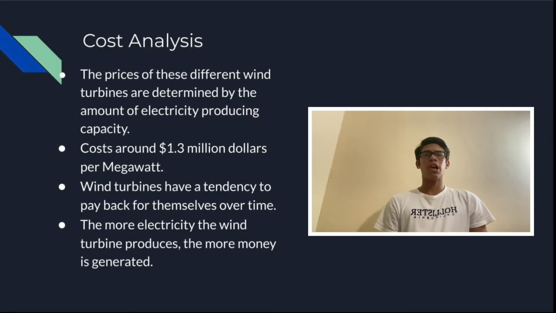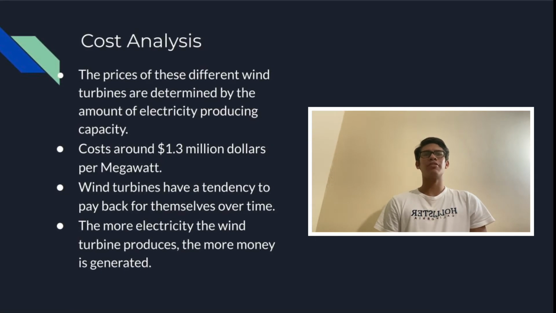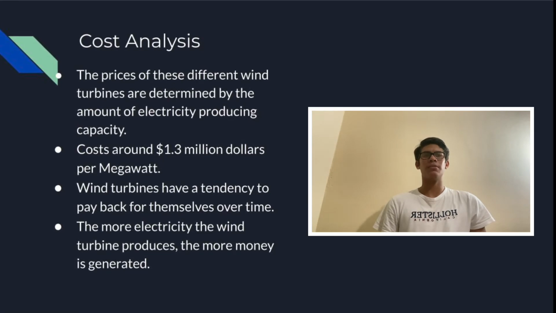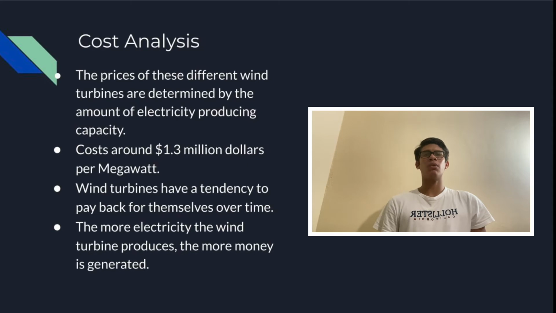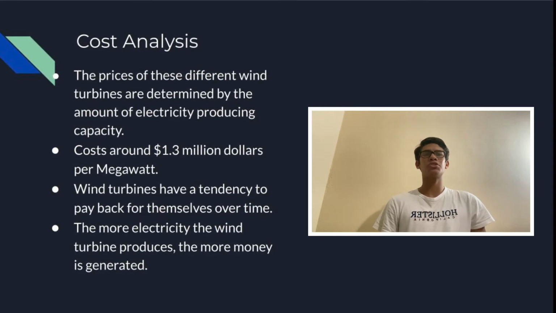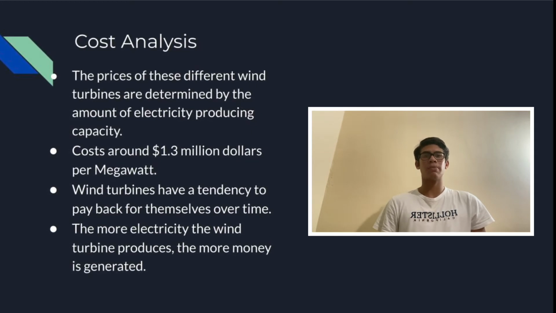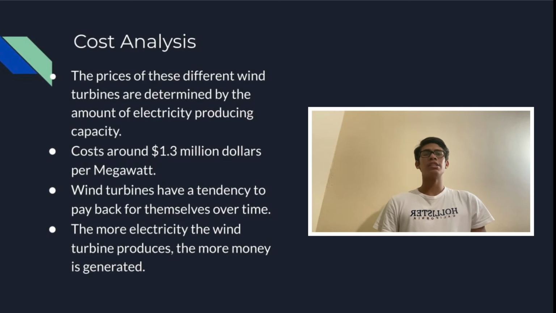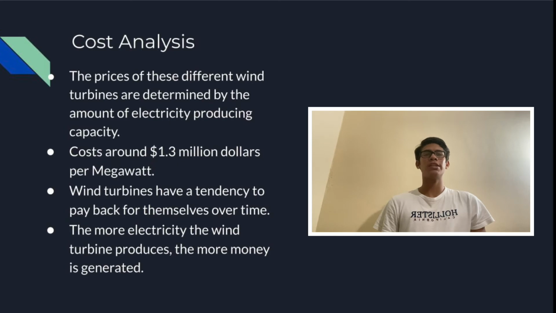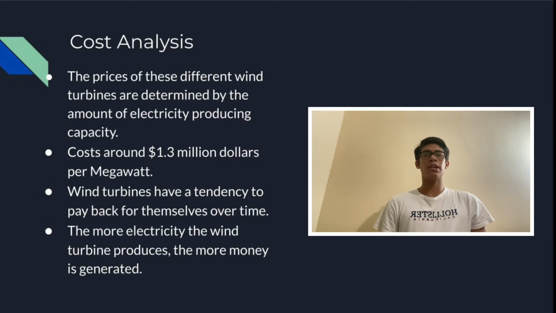These big wind turbines are no doubt going to be expensive. The prices of these different wind turbines are determined by the amount of electricity producing capacity, which is normally measured in megawatts. Many onshore wind turbines have a capacity of 2 to 3 megawatts and can typically cost around $1.3 million per megawatt. Let's say 3 wind turbines of 2 megawatts capacity are placed at both the locations I proposed. The cost price will be around $15.6 million.